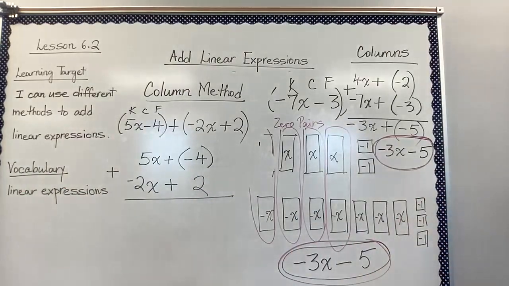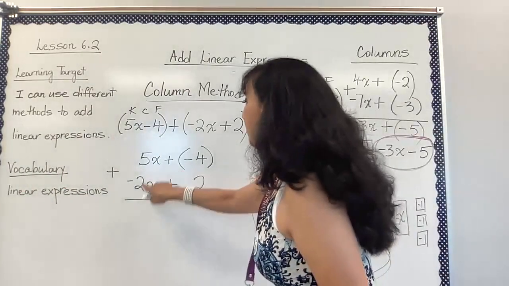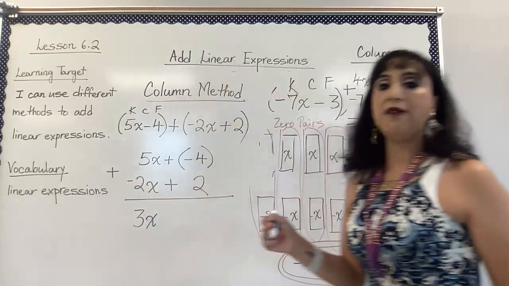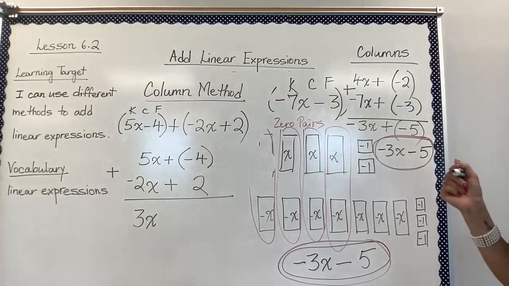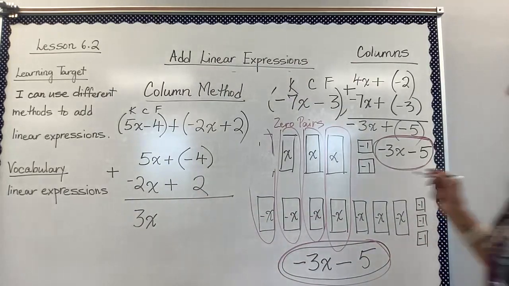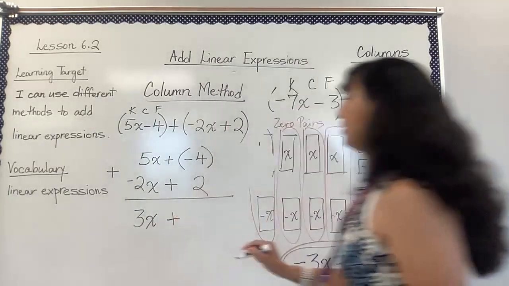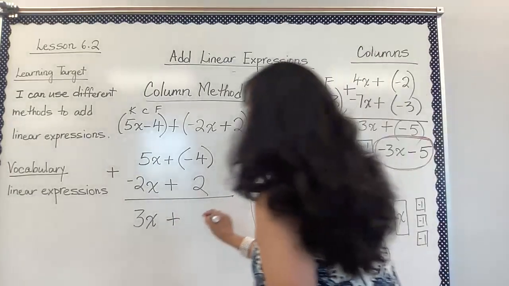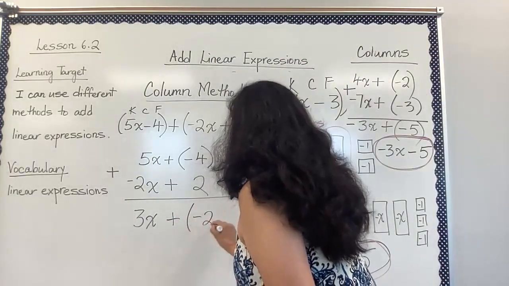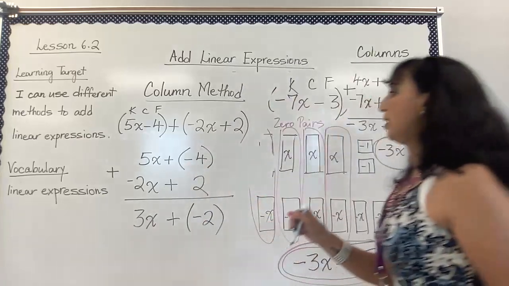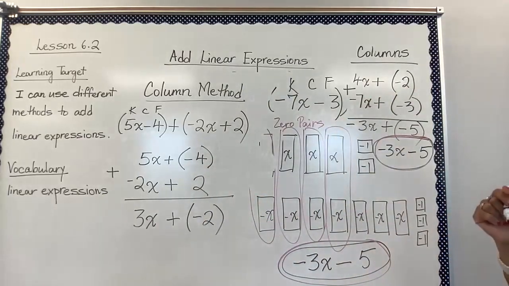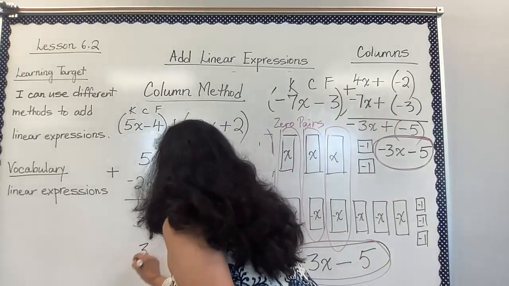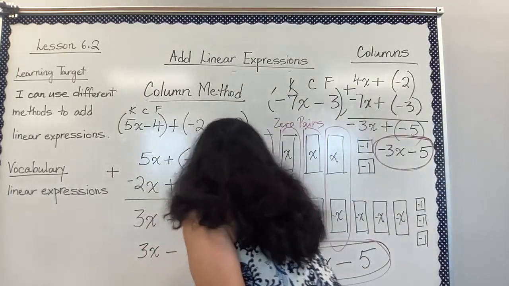So if I look at this, again, opposite signs, what is 5 minus 2? I get 3x. The sign in front of the 5 is positive, so we are going to have a positive 3x. And then I have plus. Now I can see opposite signs, so I'm going to subtract, and I get negative 2 because the sign in front of the bigger number is negative. This can be written as 3x minus 2.